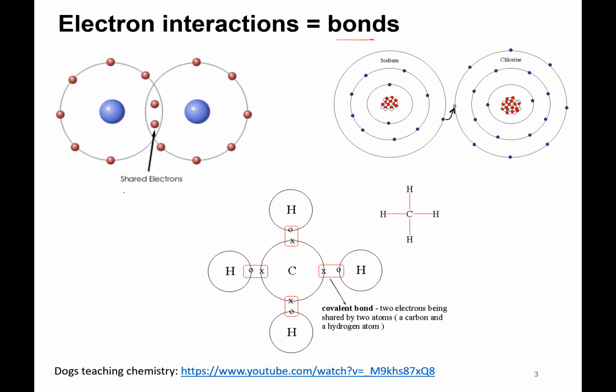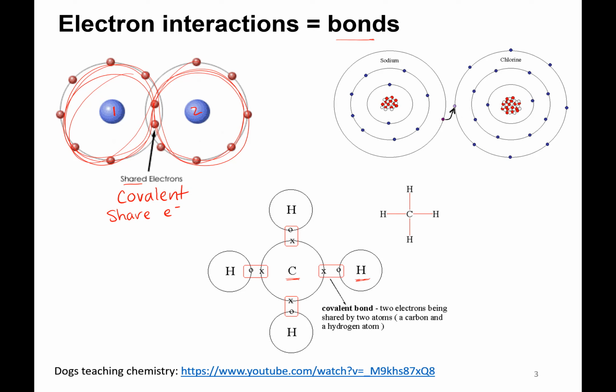Covalent bonds, which means you're sharing electrons. So these are 2 atoms, atom 1, atom 2, that have come together and they share the electrons, and it holds the atoms together to make a molecule. This is showing a covalent bond here. This is showing more of how electrons are shared, so an electron from hydrogen and an electron from carbon.